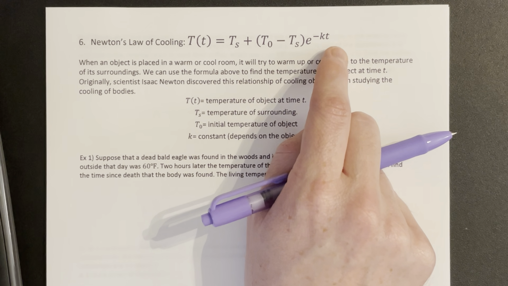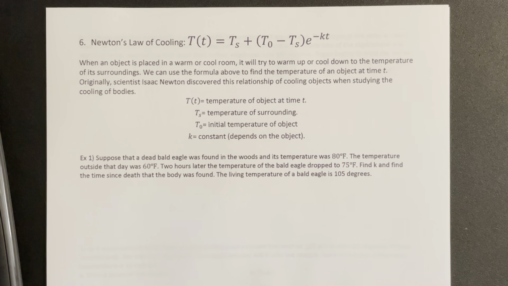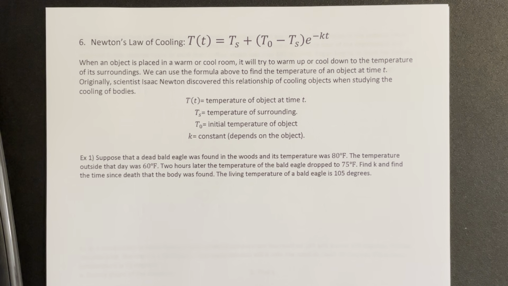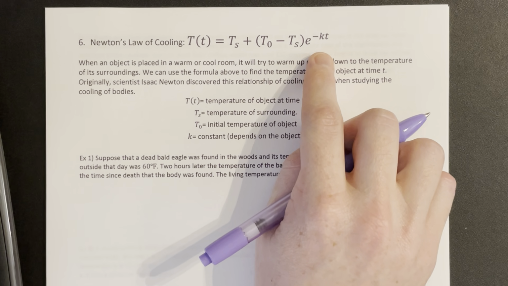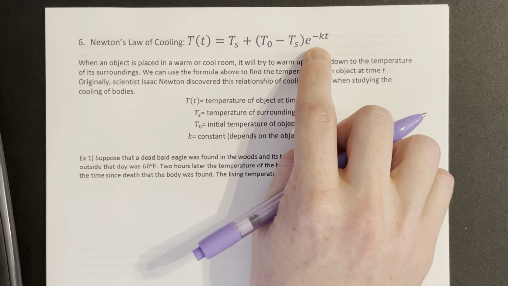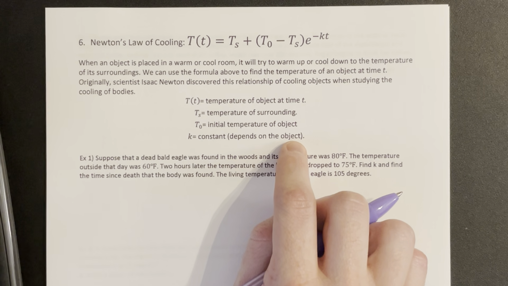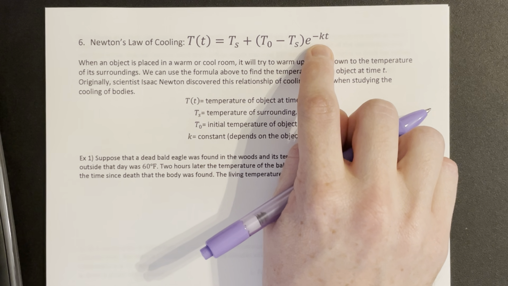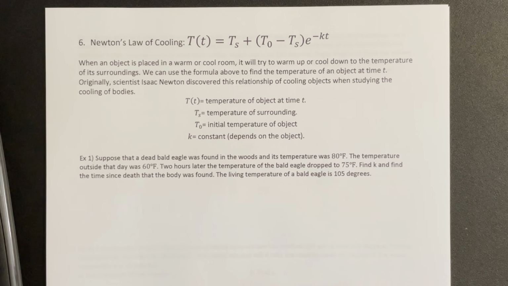To the negative kt. Well, k is a constant, and it's just going to be a constant that changes based on whatever object we have. When we were talking about exponential decay, we had a half-life, and every object has a different half-life. Same kind of thing, things cool at different rates. So k is a constant depending on that object. So we're going to actually have to solve for k often. And then t is our time.